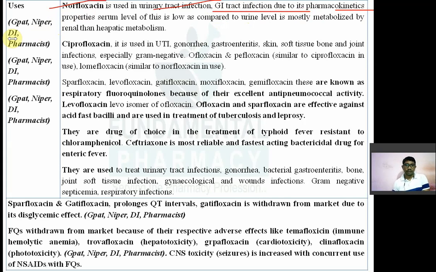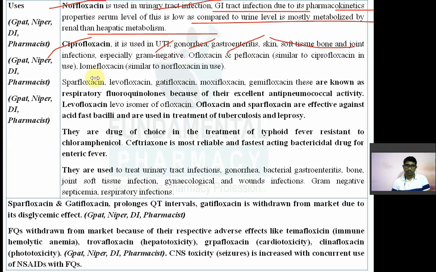Okay, so combination of norfloxacin plus tinidazole. So most frequently used for GIT infection like diarrhea, dysentery. Also used in the treatment of urinary tract infection. Now it is mostly metabolized by renal, so it is metabolized in the kidney and liver. Ciprofloxacin also used in the UTI, urinary tract infection, used to treat the gonorrhea, gastroenteritis, joint and soft tissue infections.